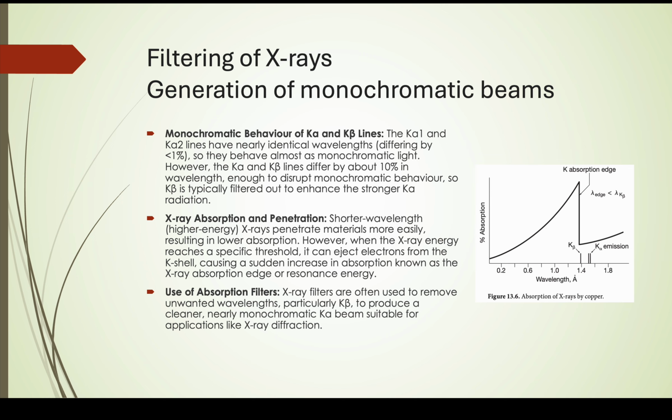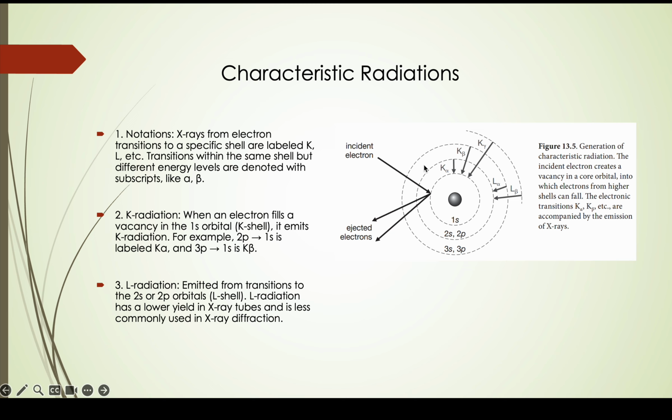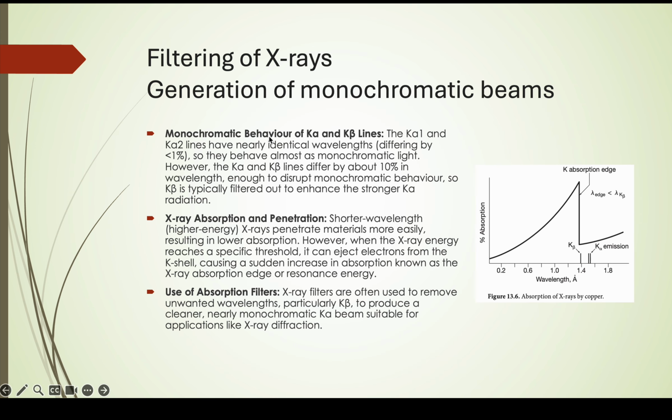Before talking about filtration, let's go over some basic concepts. The K alpha and K beta that we discussed earlier: K alpha is basically K alpha 1 and K alpha 2, lines right next to each other. They have nearly identical wavelengths because they differ by only 1%, so they almost behave as monochromatic.